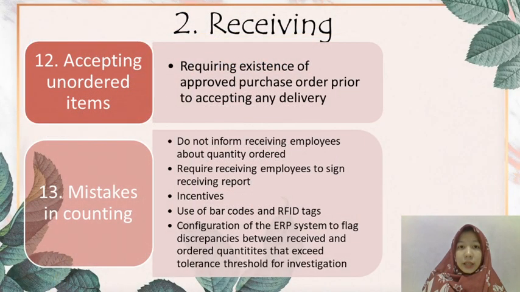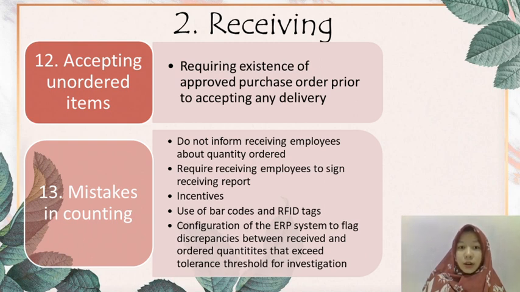The second activity in the expenditure cycle is receiving. There are 4 threats in receiving. The first is accepting unordered items. The solution is requiring the existence of an approved purchase order prior to accepting any delivery. Next is mistakes in counting.